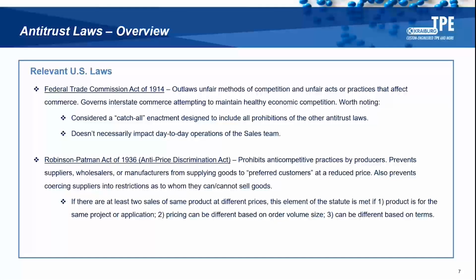If there are at least two sales of the same product at different prices, this element of the statute is met if, first of all, the product is for the same project or application, and there are allowances where pricing can be different based on order volume size or based on terms, whether it's credit terms, payment terms, shipment terms, etc. Those are all differentiators when it comes to the quote unquote selling price or market price of a given product or service.